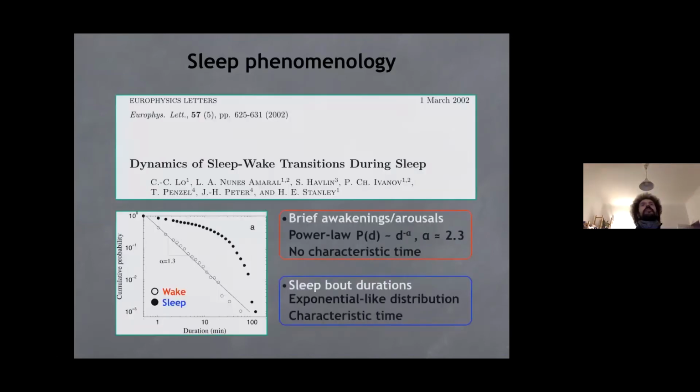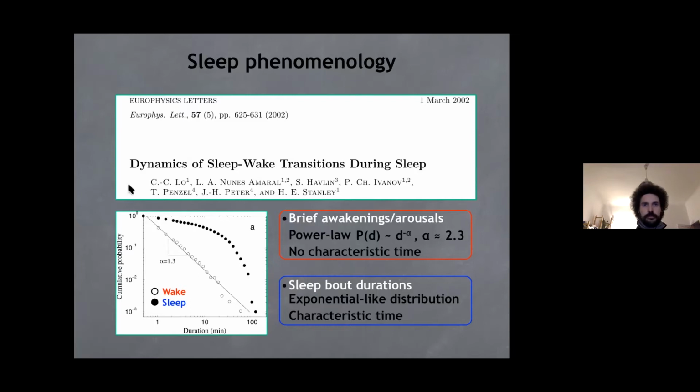So a potential explanation to this behavior came about 20 years ago when a bunch of physicists made a simple observation. And the observation is the following. If you look at the duration of wake bouts during sleep, you realize that these durations are distributed according to a power law with an exponent of about 2.3, 2.4, right? While if you look at the duration of sleep bouts, they are distributed according to an exponential-like distribution.